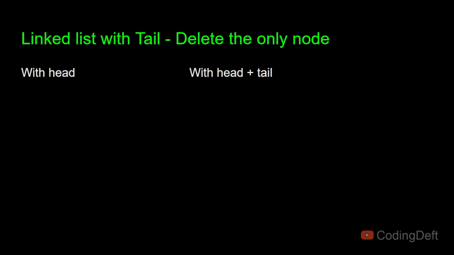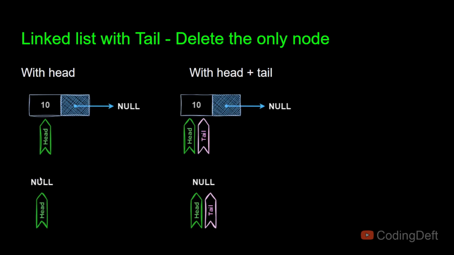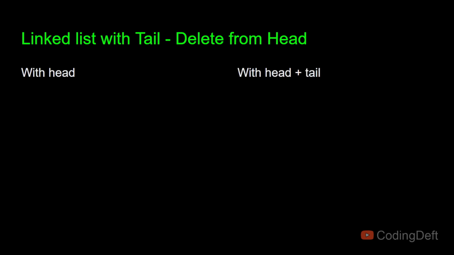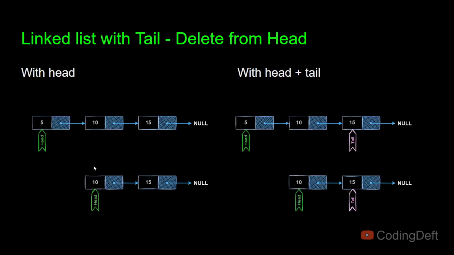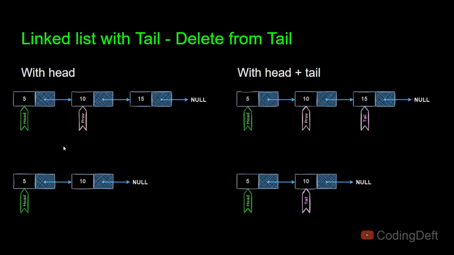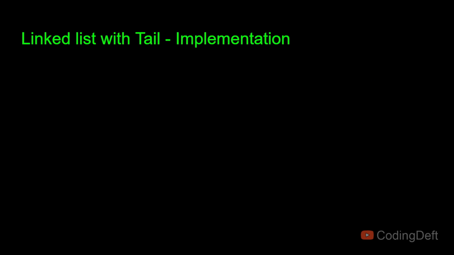And coming to delete operations, when you want to delete the only node that exists, then you will just point the head to null. And in case of linked list with tail, you will point both head and tail to null. And if there are more than one node in the list, then if we are deleting from the head, what we do is we just point the head to the next node here. Same in the case of linked list with head and tail. So when it comes to deleting from the tail, you have to traverse the list in both the cases. And the only thing you shouldn't forget is to point the tail to the previous node before deleting the tail node. So those were the differences.